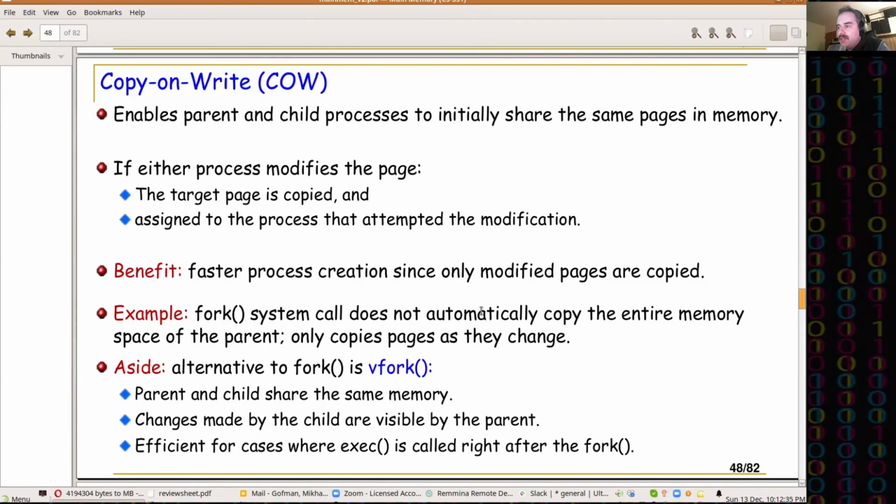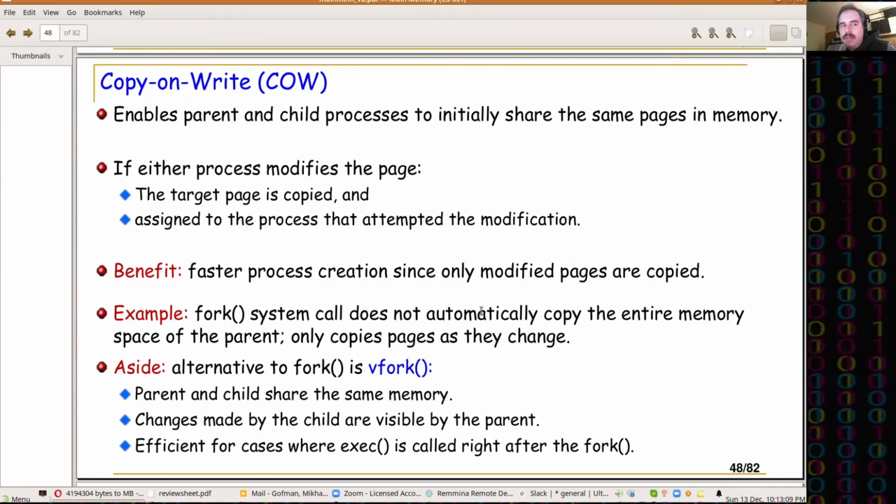Another technique which can be used in order to save some memory resources when you create a new process is the idea of copy on write, also known as COW. So imagine that you have a parent process, and the parent process has just created a child process. We have previously talked about the fact that the child memory is basically a copy of the parent's memory.